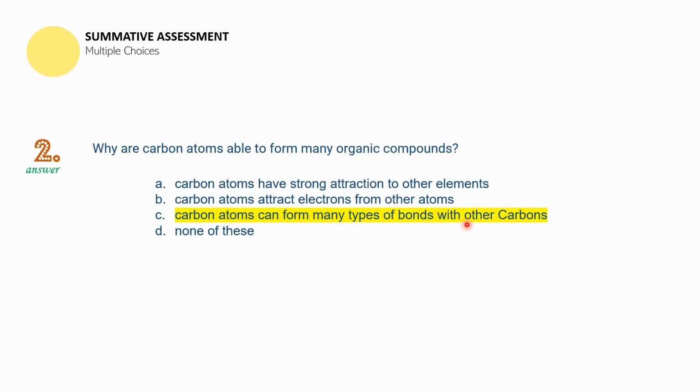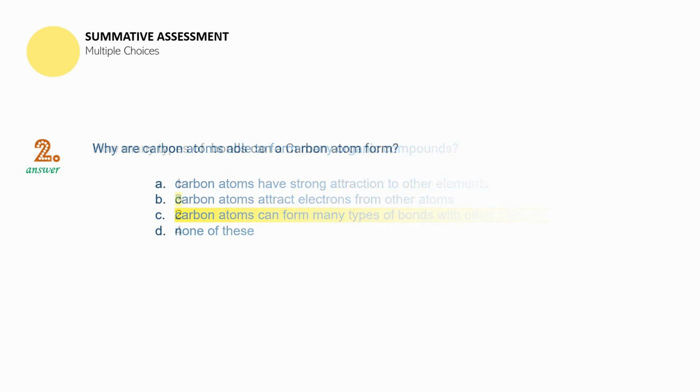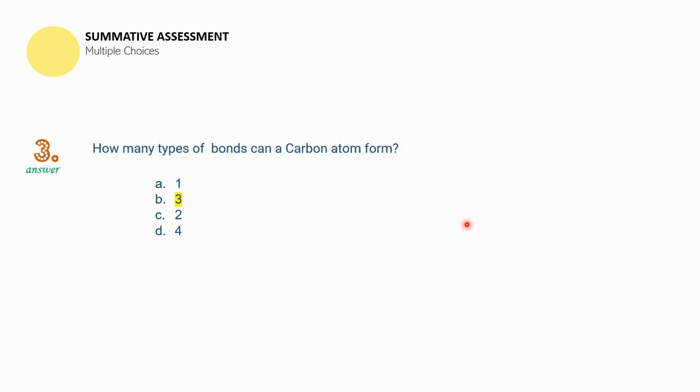The answer to question number 3 is B, 3. Let us be clear here. How many types of bonds can a carbon atom form? It is referring to the kind of bond that a carbon atom can form. So that is a single bond, double bond, and triple bond.